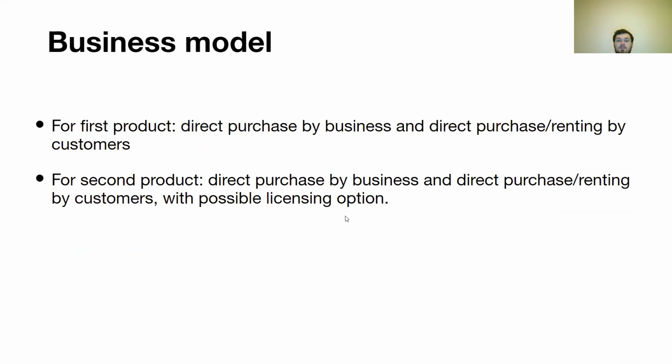The business model we're going to roll with is that for the first product, we're looking at direct purchase by businesses and direct purchase or rental by customers. The reason is that the big tunnels are very expensive and cost prohibitive, and we want something to combat that. For the second, improved product, we would want direct purchase by businesses and direct purchase or still renting by private customers, with a possible licensing option for businesses so that they can produce it themselves.